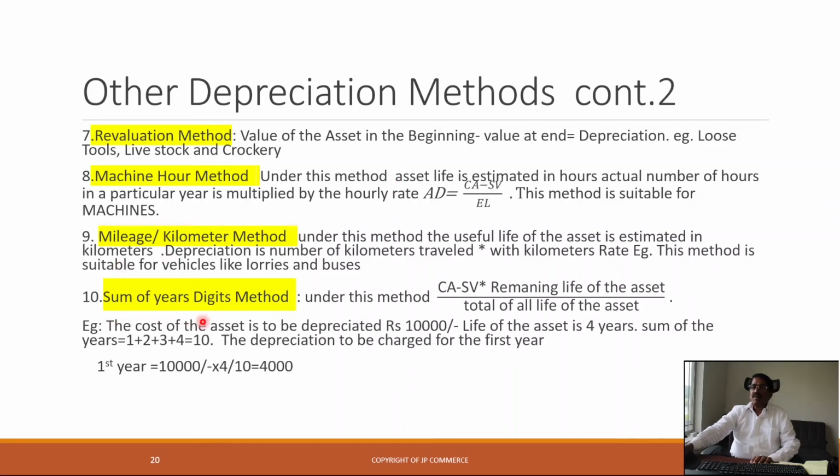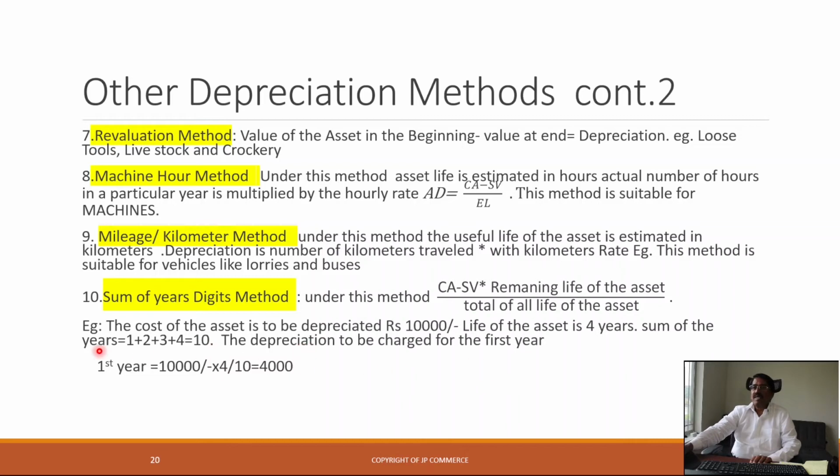Last one, the sum of the years method. Under this method, we take the cost of the asset minus scrap value. Suppose, for example, the cost of the asset is 10,000 rupees and the life is 4 years. Now, the asset is expected to last 4 years, so 1 plus 2 plus 3 plus 4. So 1 plus 2 is equal to 3, again 3 plus 3 is equal to 6, 6 plus 4 is equal to 10, total 10.